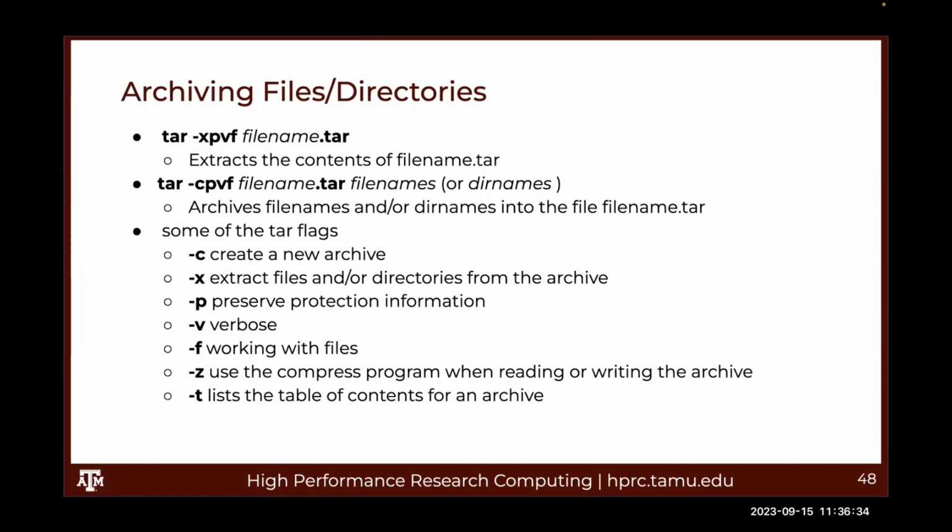That X is extracting. P is preserving protection information. V is verbose. F, you're working with files, and then you can do other things like Z, which uses a compress program when reading or writing to the archive to make it smaller, and T, which lists the table of contents for an archive. All right, so let's try these.